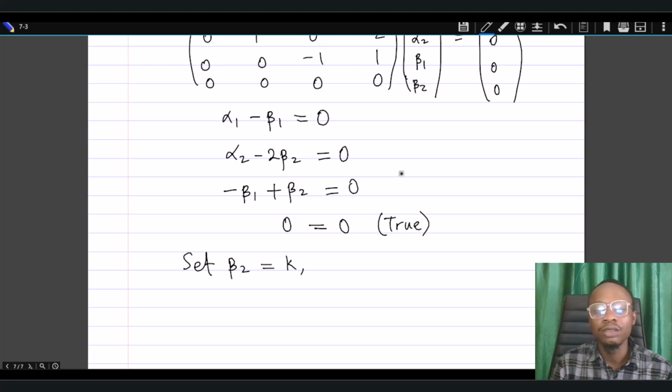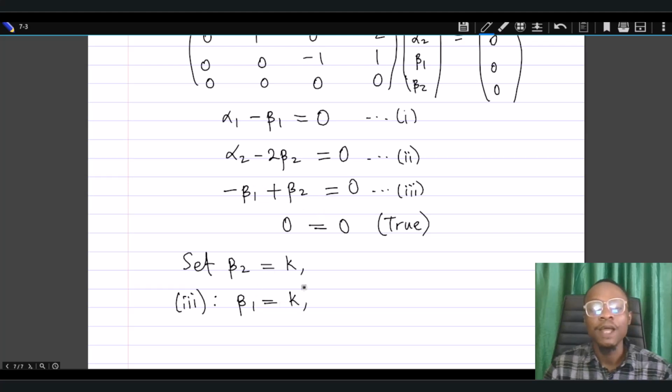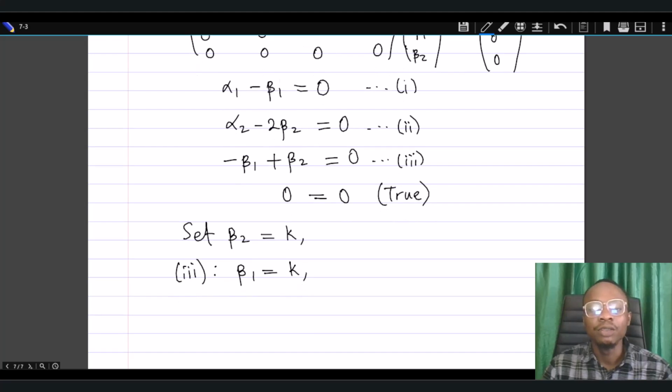So if we set beta 2 equals k, then what will happen to the others? So let's say this is equation Roman figure 1, equation Roman figure 2, and equation Roman figure 3. Then from equation 3, we're able to get beta 1. This is beta 1 equals beta 2. That means beta 1 will also be equal to k. We good. Then using equation 1, we're able to see that beta 1 is the same thing as alpha 1. So we see that alpha 1 is equal to beta 1, which is also k.